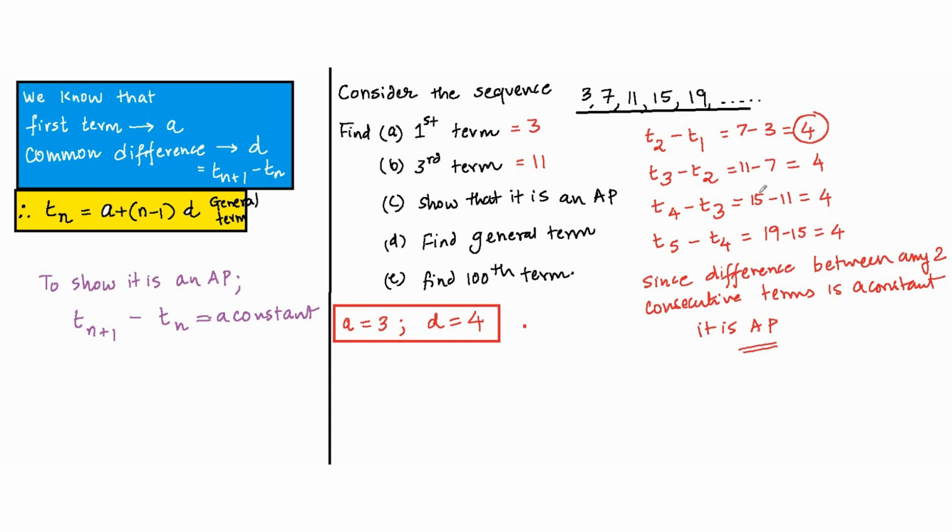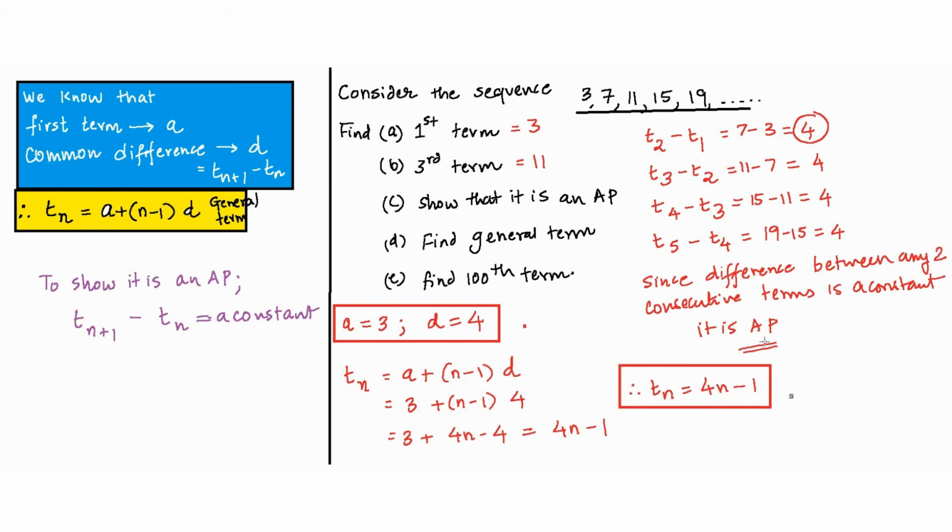Now I have to show that it is an AP. I have already shown that it is an AP. Find the general term. So the general term Tn is given by a plus n minus 1 times d. Now I know the value of a and d, so let me substitute. a is equal to 3 and d is equal to 4. So this becomes 3 plus 4n minus 4, which is equal to 4n minus 1, right? And therefore the general term Tn is given by 4n minus 1. This is called the general term of the given arithmetic progression.